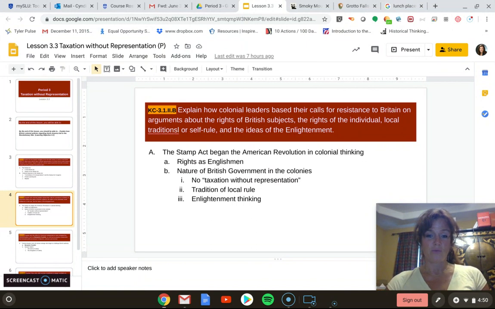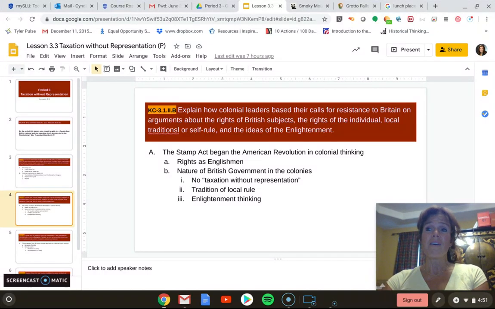Some of the reasons for rebellion is they have rights as British citizens, as Englishmen, and they feel that if you are an English citizen, you have the right to be taxed, but not without representation. So this right as an Englishman is important, that all English people have the same rights. Just because we live in Pennsylvania or Boston does not mean we don't have the same rights.